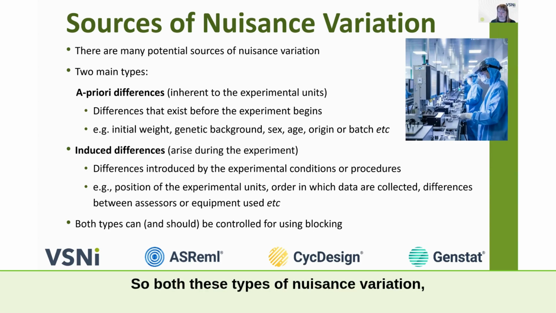So both these types of nuisance variation, both a priori differences and induced differences, can and really should be controlled for using blocking.